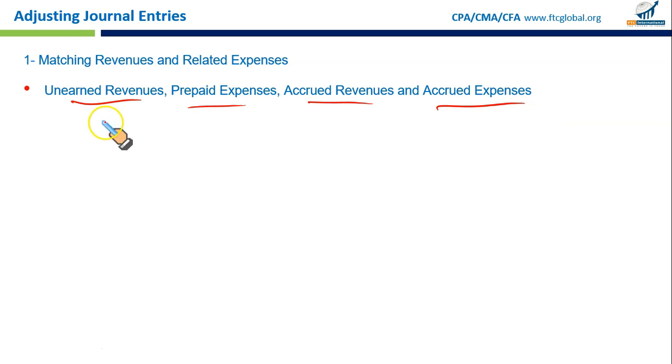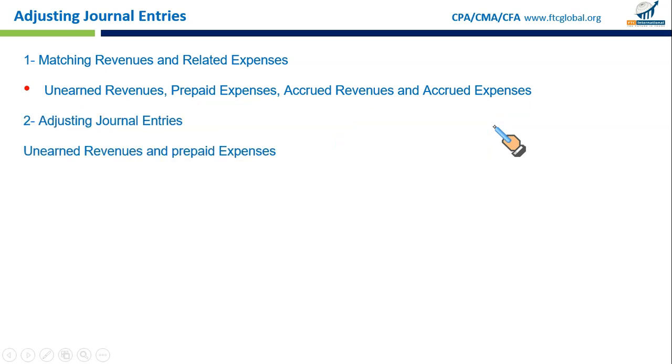So unearned revenue, money received in advance for which no goods or services have yet been delivered. Prepaid expenses, expenses paid in advance before you actually incur the expense. Accrued revenues mean that you have earned the revenue but you haven't yet received the cash. And accrued expenses mean expenses have been incurred, they have not yet been paid. So we will discuss these according to some journal entries, and we'll discuss these journal entries as we proceed.